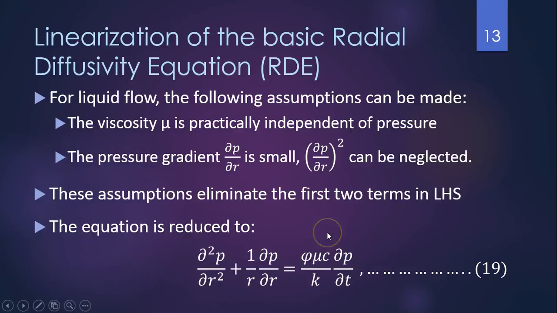So now we have eliminated all the variables which are implicitly dependent on pressure. Now there is only one dependent variable, that is pressure, and two independent variables, r, the radial distance, and t, the time. So now this equation has been successfully linearized, and we can use this equation to find its solutions. But this equation is valid only for liquid flow, not for gas flow.